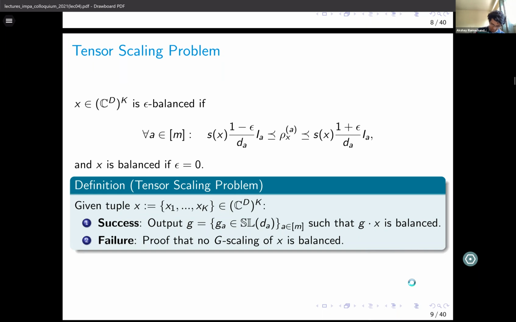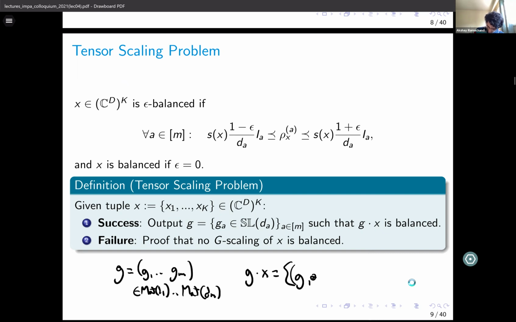And what is the scaling? So G equals G1 to GM, right? This will act on the first space, this will act on the second space. And how they act on the big tensor is just by diagonal. So G acts on X by G1 tensor, and so on. Right, so X is a big tensor in C to the capital D, which is a tensor product of vector spaces, and you just act by these tensor product of matrices.